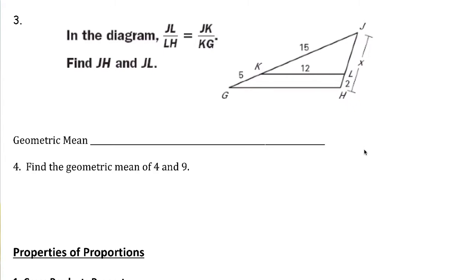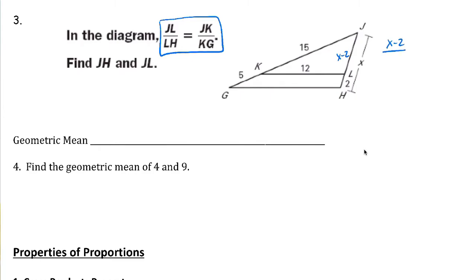Here I have been given a proportion in segments for this diagram, or lengths of segments. They've told us that JL over LH is equal to JK over KG, and they want us to find JH and JL. So JL, first we need that. We could write it as x minus 2, because x is all the way from J to H, or you could use another letter to represent that piece if you would like. I'm going to use x minus 2.